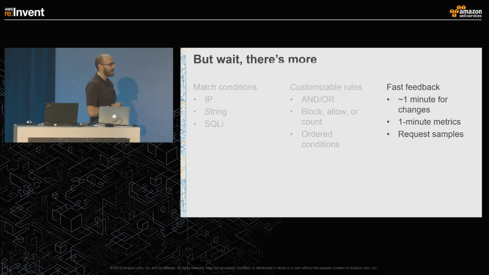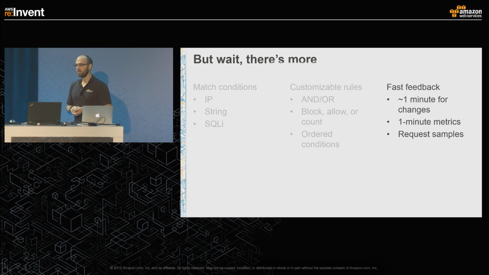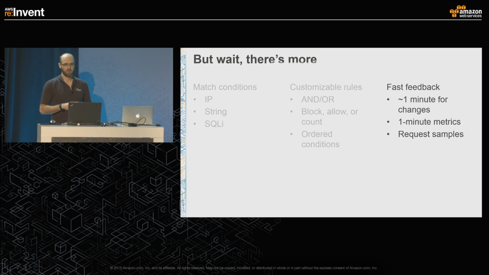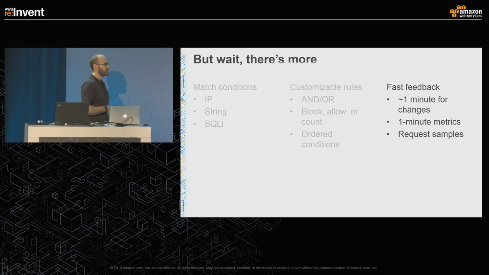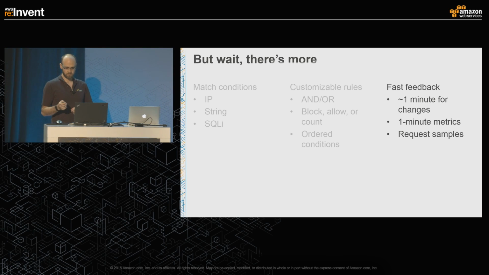But getting configuration out isn't enough. You also need to see what's happening. So we offer you 1-minute metrics through CloudFront. And we think that that whole cycle time between putting a rule out, seeing its effect, and then adapting as necessary can happen in less than 5 minutes in each iteration.